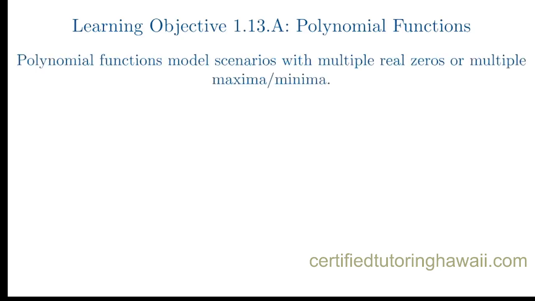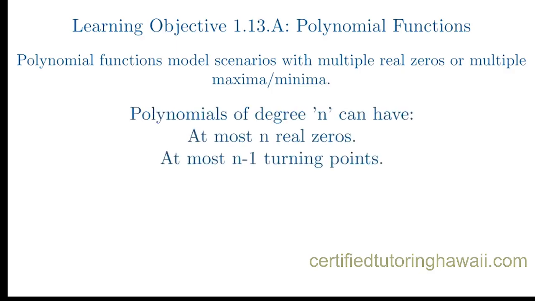By the end of this scene, you will be able to connect the degree of a polynomial to the number of its roots, turning points, and the behavior of its differences table. Polynomial functions are used to model scenarios with more complex behavior. Specifically, if you see multiple real zeros or multiple maxima and minima, these turning points are a key visual clue. A polynomial of degree n can have at most n real zeros and at most n-1 turning points. So, if your data has, for example, 2 peaks and 1 valley, that's 3 turning points, which implies you need at least a degree 4 polynomial.